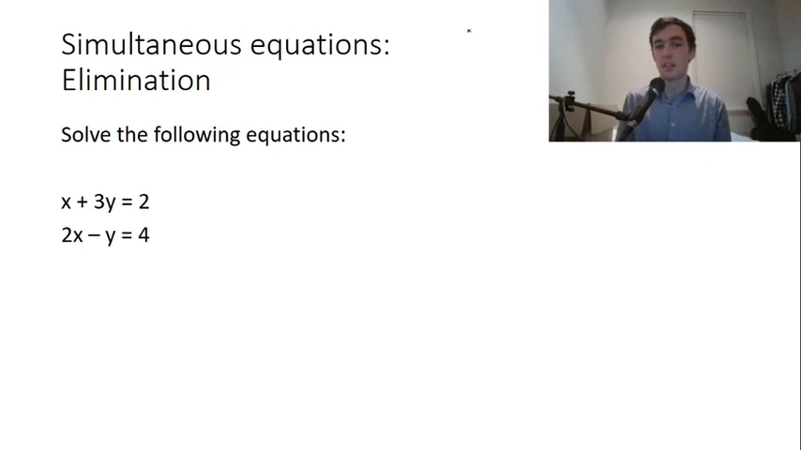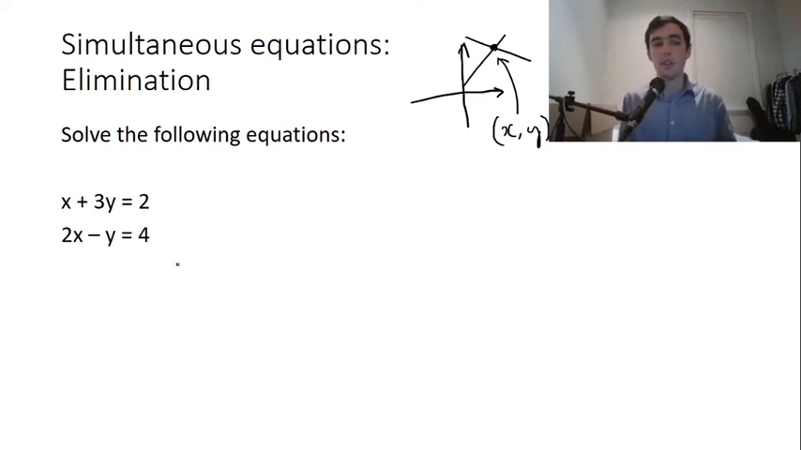Keep in mind that throughout this process, we have two lines, because each of these equations represents a line, and we're trying to find out where these two lines cross. So what are the coordinates of the point where they cross? What that means is we need to find x and we need to find y. So without any further ado, let's begin.